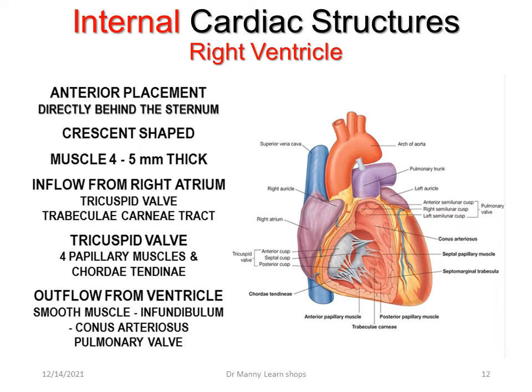The tricuspid valve is located here. There are 4 papillary muscles and chordae tendineae. This is the outflow tract from the ventricle, and it consists of smooth muscle in the infundibulum. There's a conus arteriosus, and the pulmonary valve is located here in the outflow tract.